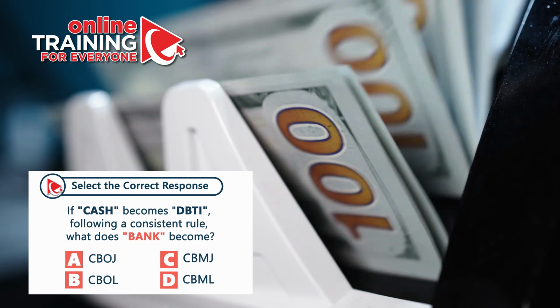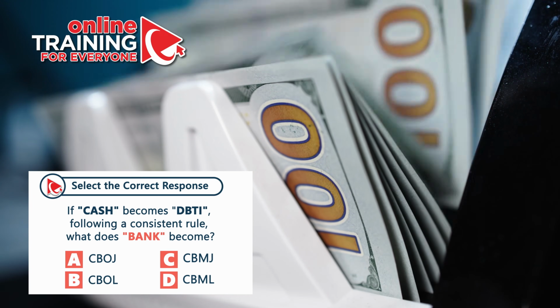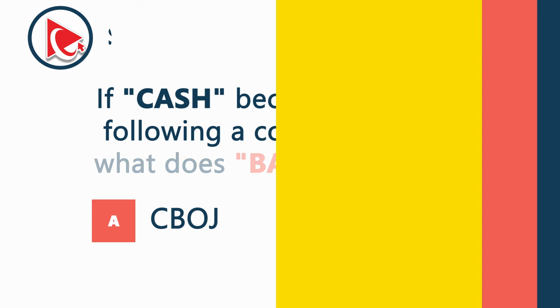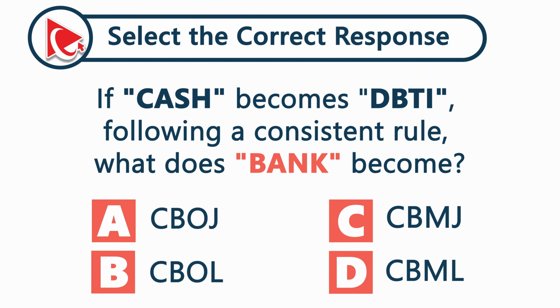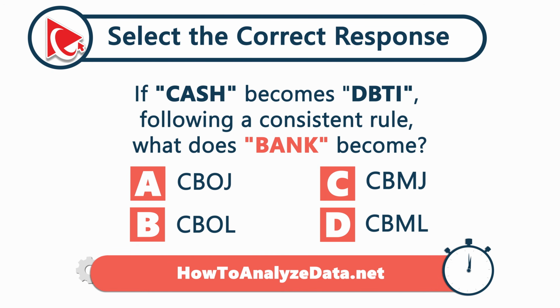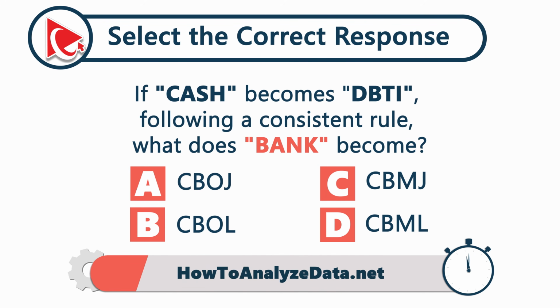Let's decode a cash-to-bank mystery. What happens when each letter levels up? If the word cash becomes DBTI, following a consistent rule, what does bank become? Did you detect the pattern?